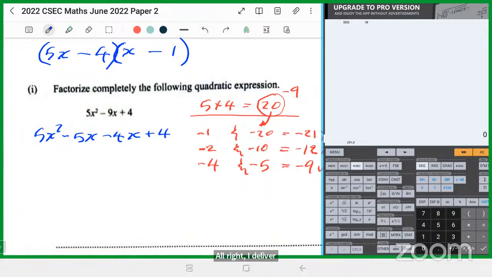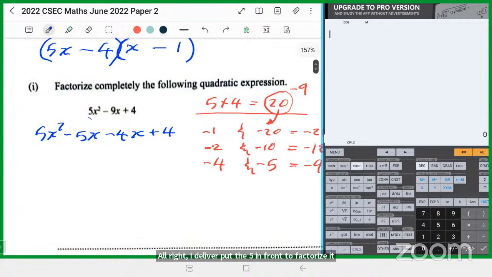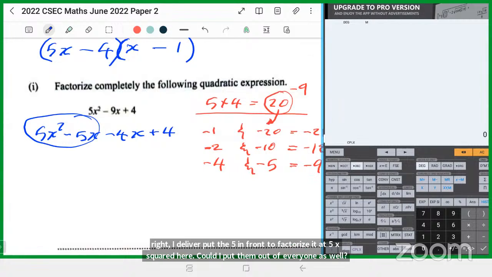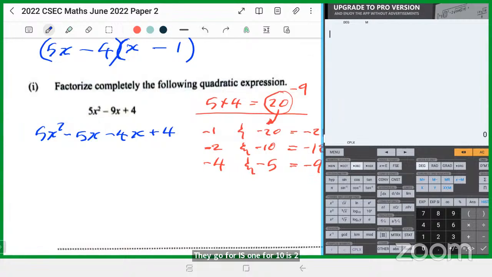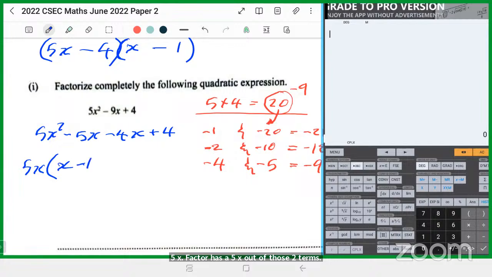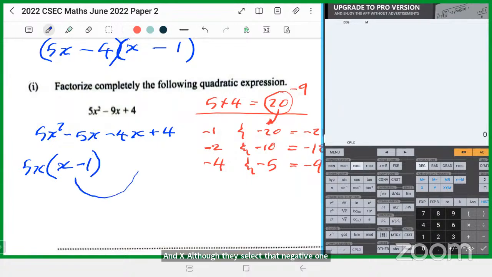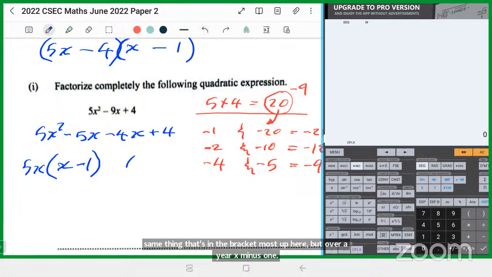Could I put them the other way around as well? They go for the highest common factor in these 2 terms. That's a 5x. So factorize the 5x out of those 2 terms. Out of this, you're left with an x. Out of this, you're left with a negative 1. The same thing that's in the bracket must appear back over here, the x minus 1. So I usually say, put that back first, x minus 1.